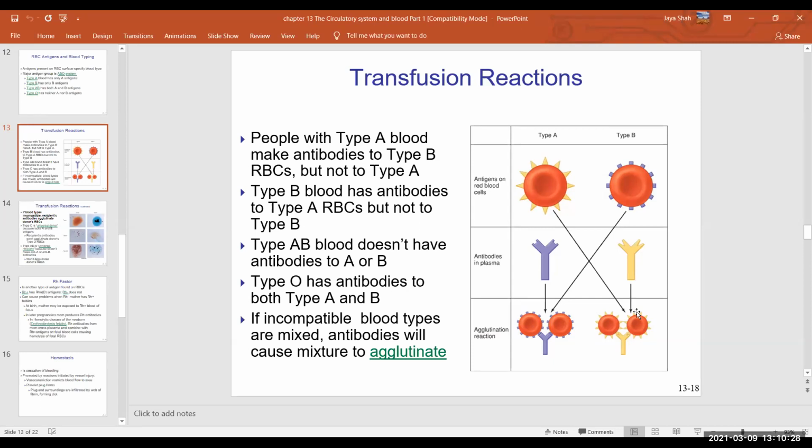My next question is now, if I am O blood group, which antigens are on my red blood cells? None. Not A or B. None A or none B. That means which antibodies can I carry in my plasma? A and B. A and B, because I don't have any antigens. That's how we carry antigens and antibodies, okay?